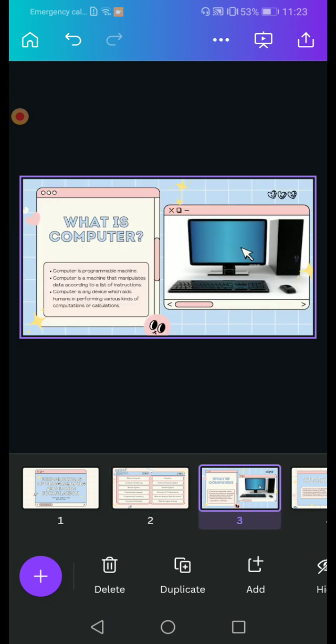The first one is, what is a computer? A computer is a programmable machine. A computer is a machine that manipulates data according to a list of instructions. A computer is any device which aids humans in performing various kinds of computation or calculations.